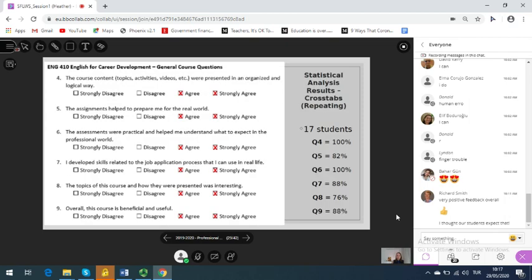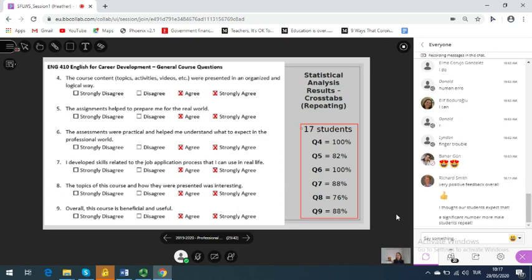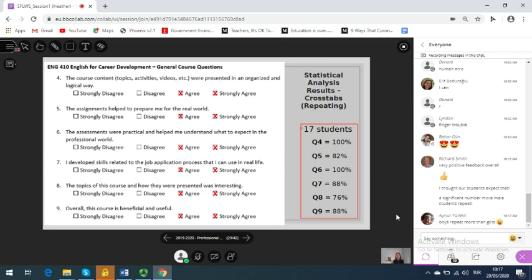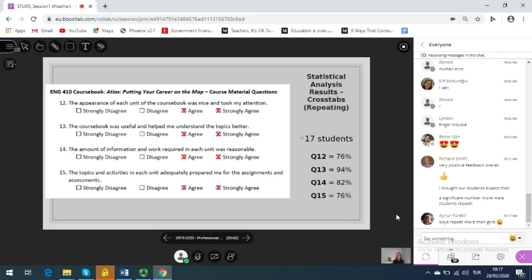Then we had crosstabs for repeating. So these are the repeating students. This was the percentage of repeating students that agreed or strongly agreed here, and you can see especially question 4, question 6, all of them thought that. Yeah, definitely. Exactly. And that's the main piece of data that I took away. So we also had the course book materials. You can see how the repeating students felt.